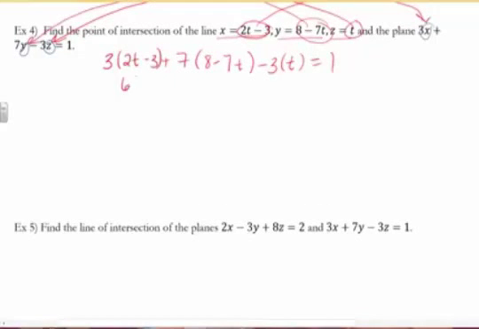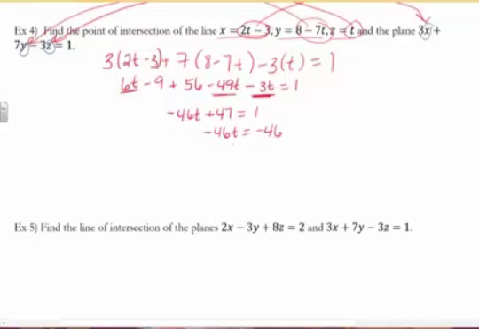So when I distribute, I get 6t minus 9 plus 56 minus 49t minus 3t equals 1. 6t plus negative 49t is negative 43t. Minus 3 more is negative 46t. Negative 9 plus 56 is positive 47. That equals 1. If I subtract 47, I get negative 46. If I divide by negative 46, I get 1. That tells me when t equals 1, this line intersects that plane.